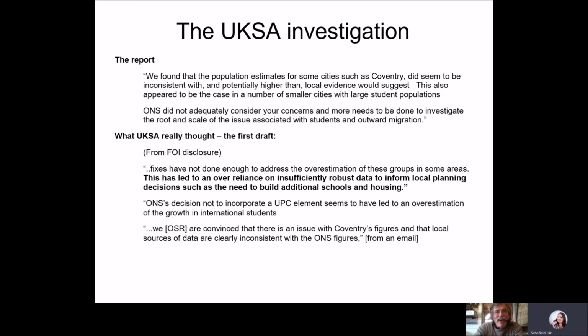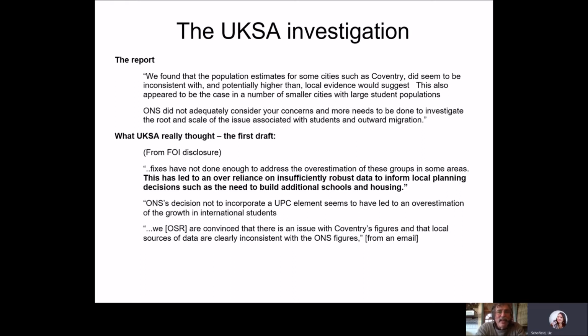Well, having gotten nowhere with ONS, having made a couple of presentations of all this material at the British Society for Population Studies, and still getting nowhere, we made a complaint to the UK Statistics Authority and the Office of Statistics Regulation, which is supposed to oversee and regulate ONS. After 6 months, they issued a report, and it supported us, but not with very strong words.